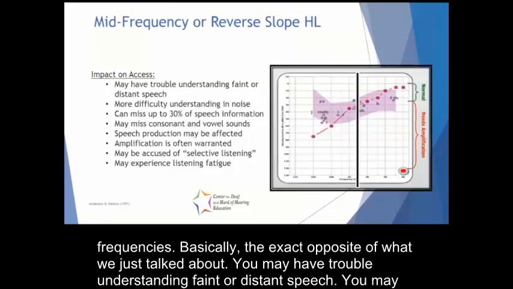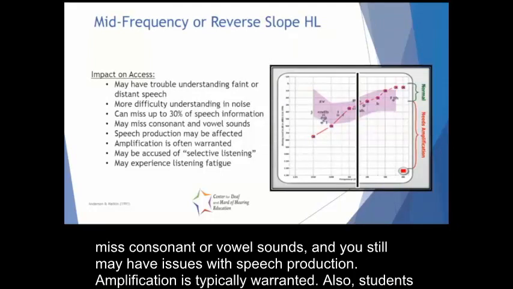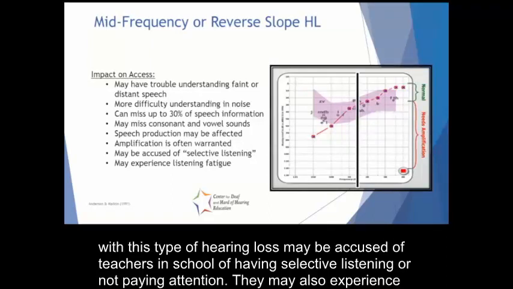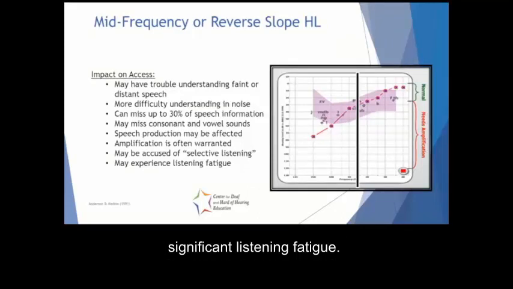You may have trouble understanding faint or distant speech. You may miss consonant or vowel sounds, and you still may have issues with speech production. Amplification is typically warranted. Also, students with this type of hearing loss may be accused by teachers in school of having selective listening or not paying attention. They may also experience significant listening fatigue.